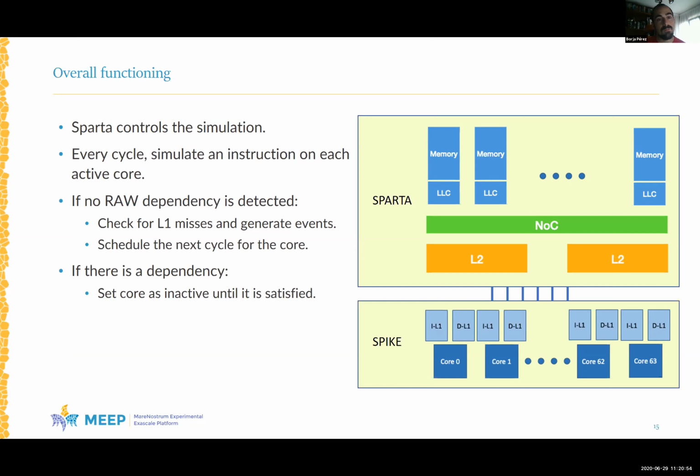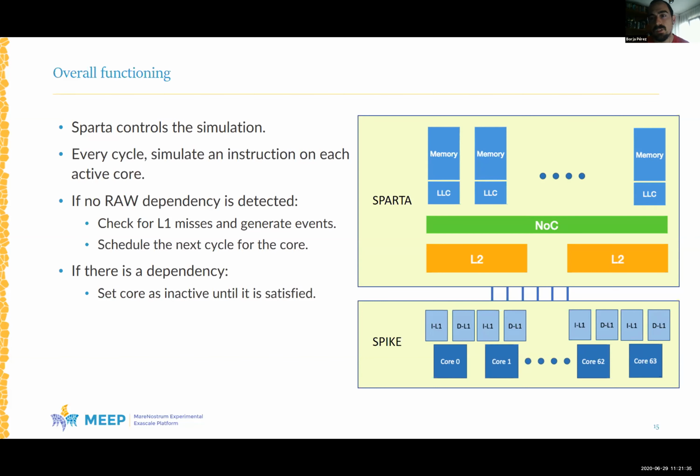Why am I talking about active cores? Well, because when you try to simulate an instruction, it might result in a RAW dependency. If that's the case, the core needs to stall and wait until that dependency is satisfied. If that doesn't happen, the instruction is simulated using Spike normally, and Sparta checks for L1 misses. If one has happened, then some events are generated, they go up the memory hierarchy, and everything that you wanted is modeled. And also, an event for the next cycle for the core is generated.